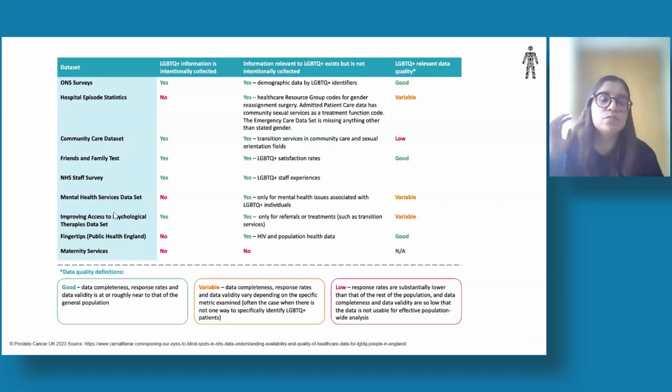I'm not going to go into much detail in here, but this just shows you the level of information on gender data that is collected by different data sets. So in ONS surveys, LGBTQ plus information is intentionally collected. But when we look at hospital statistics, this information is not intentionally collected, and there are only codes specific for gender reassignment surgery, so the data quality is variable. This is something that we really need to improve.